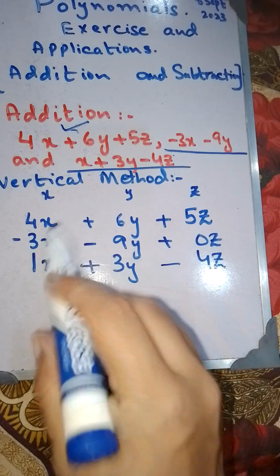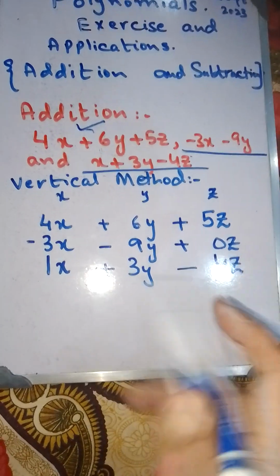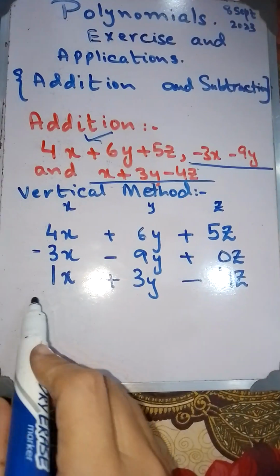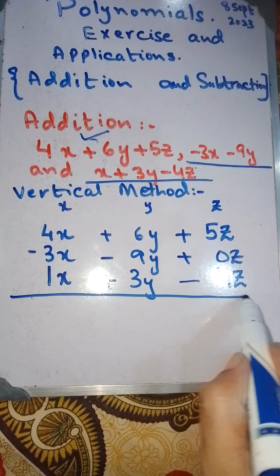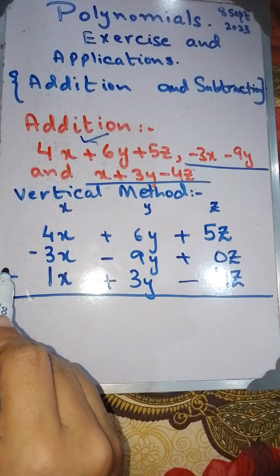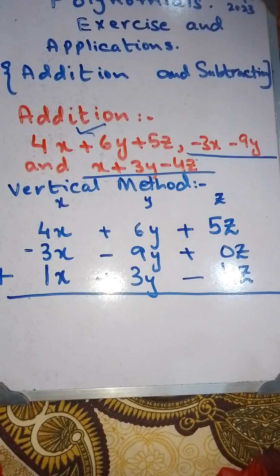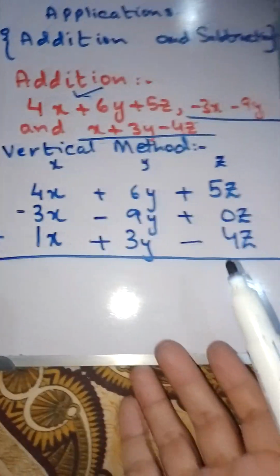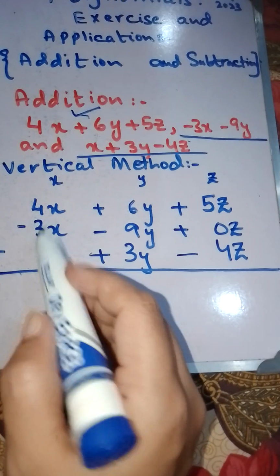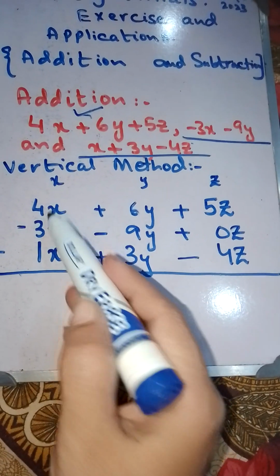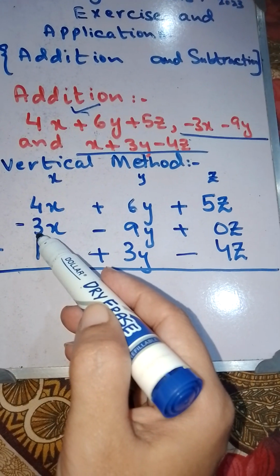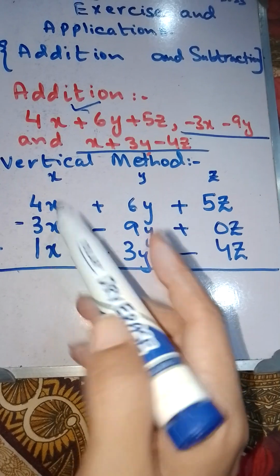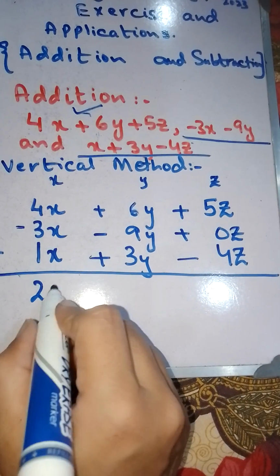I hope that it is clear up till here. So what we are going to do, we are going to put a bar over here and simply add them all. In the vertical form it is precise and clear that you can just add them all, the coefficients will be added up. So 4 minus 3 is 1, and 1 plus 1 is 2x.